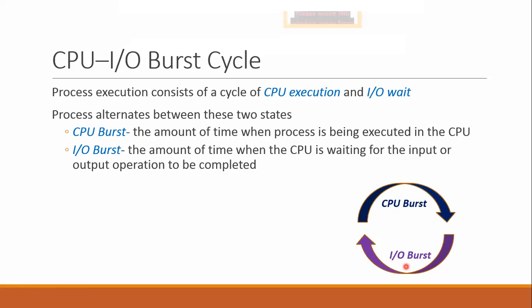And IO burst is the amount of time when the CPU is waiting for the input or output operation to be completed. So it shows the IO wait stage. A process will keep running between these two states.